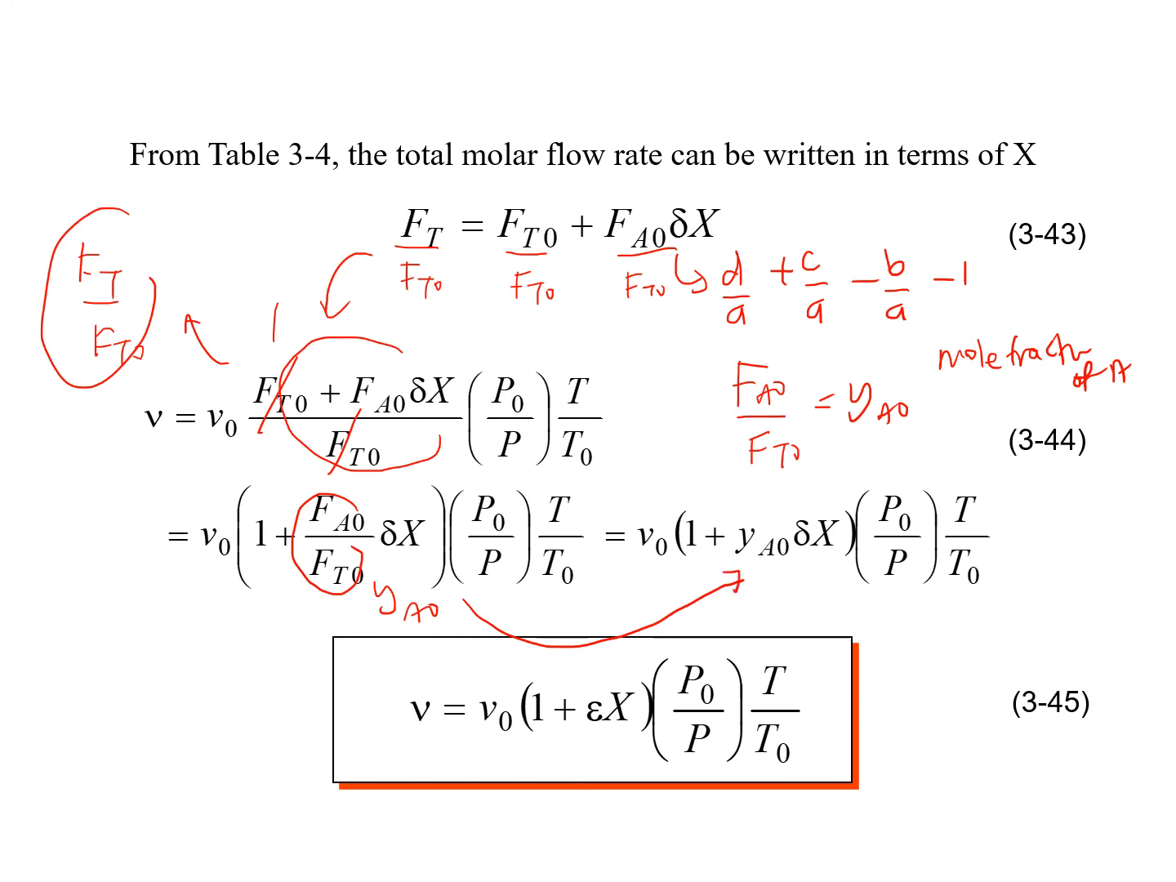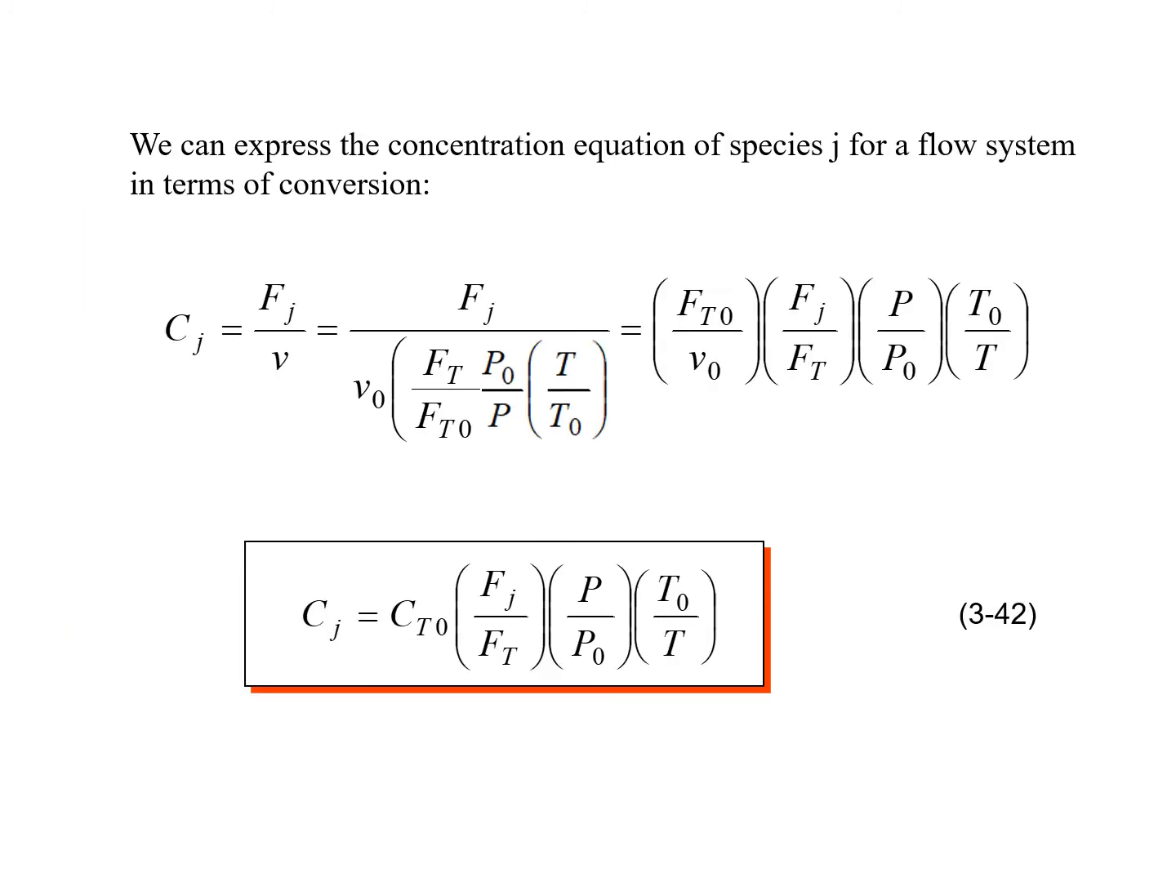So remember what epsilon is? I told you to remember three things earlier. Epsilon is equal to delta times y_A0. So this one you can replace with epsilon, and at the end you will get this final equation. This is for variable volume.